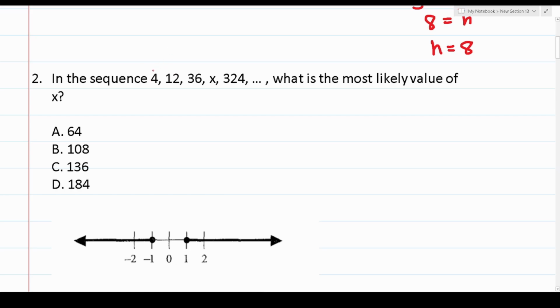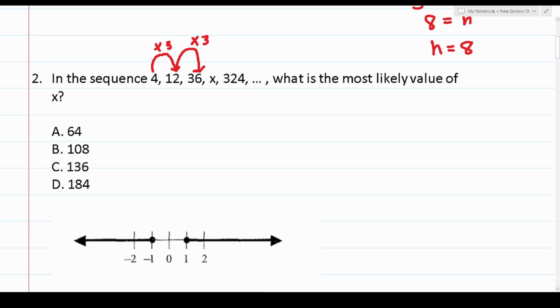So in other words, we want to know what's going to get us from 4 to 12. Well, I know 4 times 3 is 12. Okay, so that worked for this first pair of terms. Now we're asking ourselves, what's going to get us from 12 to 36? Okay, and I know 12 times 3 will give me 36. So it appears as if to go from term to term in this sequence, we multiply by 3.